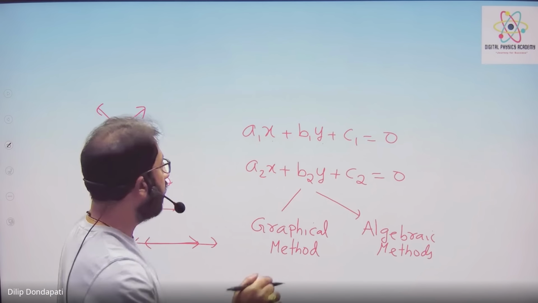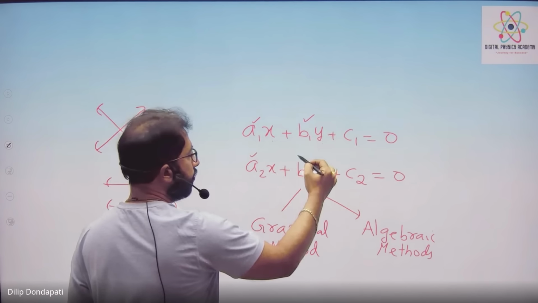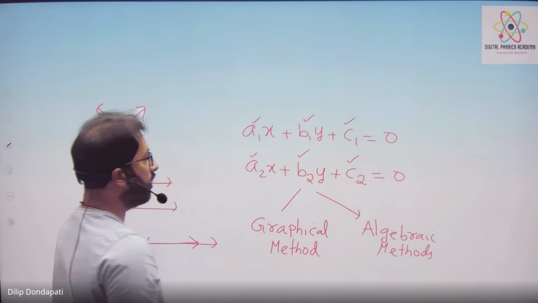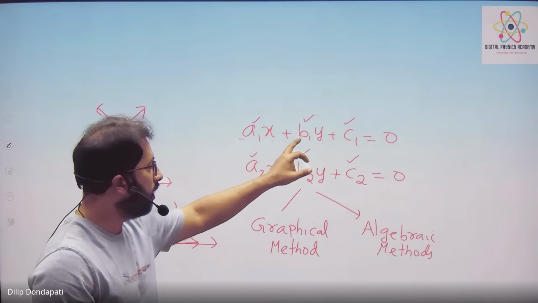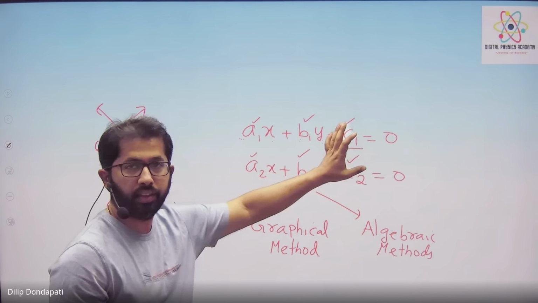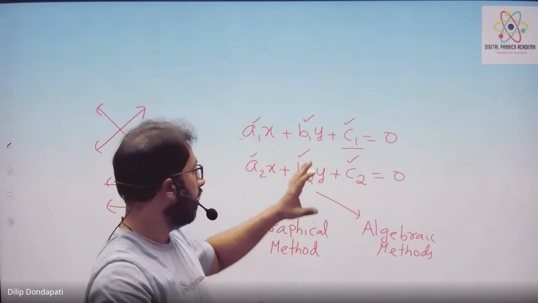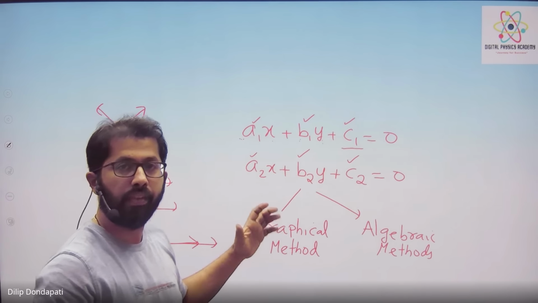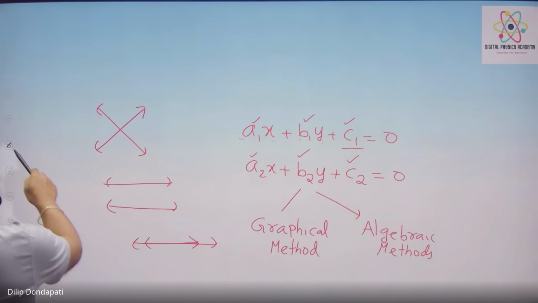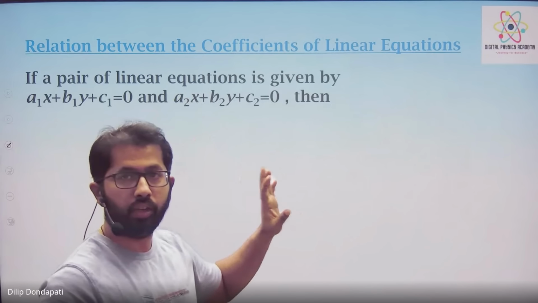For that, we have to know the relation between the coefficients. These are the coefficients. The coefficient of x is A1. The coefficient of y is B1. And this is the constant C1. If I find the relation between them, we can tell whether it is intersecting, parallel, or coinciding. Okay. So what is the relationship? We will see. The relation between coefficients of linear equations. Write down neatly, properly in your notebook.